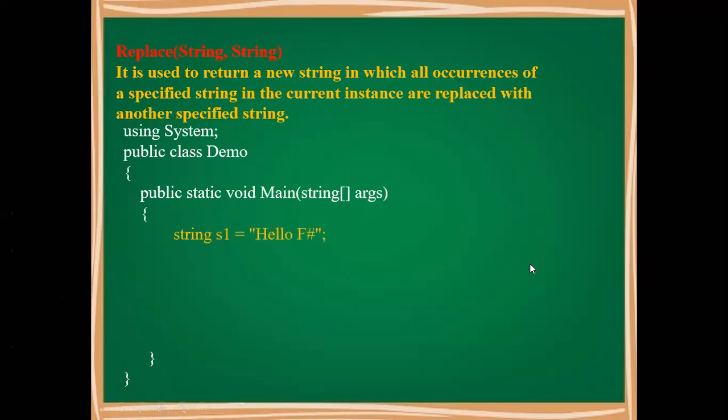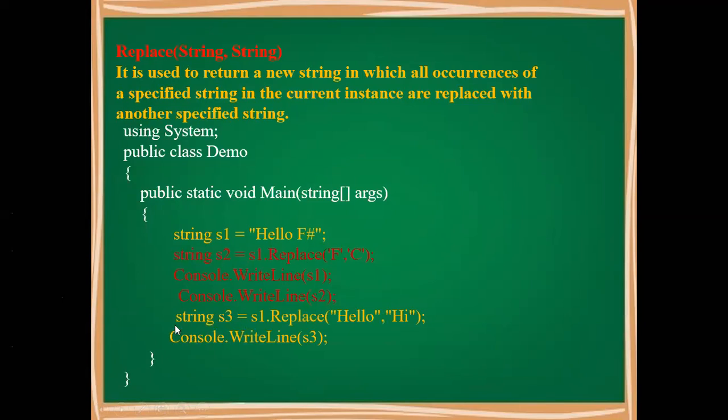So in our example, our string is hello F sharp, hello space F sharp, string S1. And string S2, we are asking S1.Replace F with C, two parameters. So what will happen? If we print S1 first, it will print hello F sharp, because the replace value we have assigned to S2, not S1. So S1.Replace F to C, and then we print S2. It will give you hello C sharp.